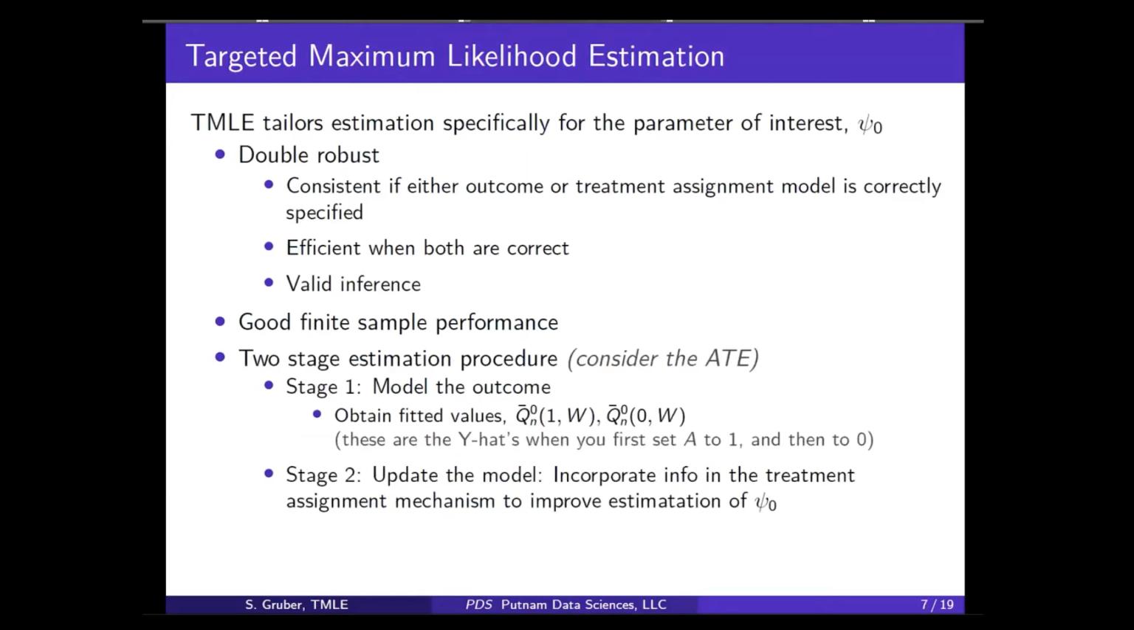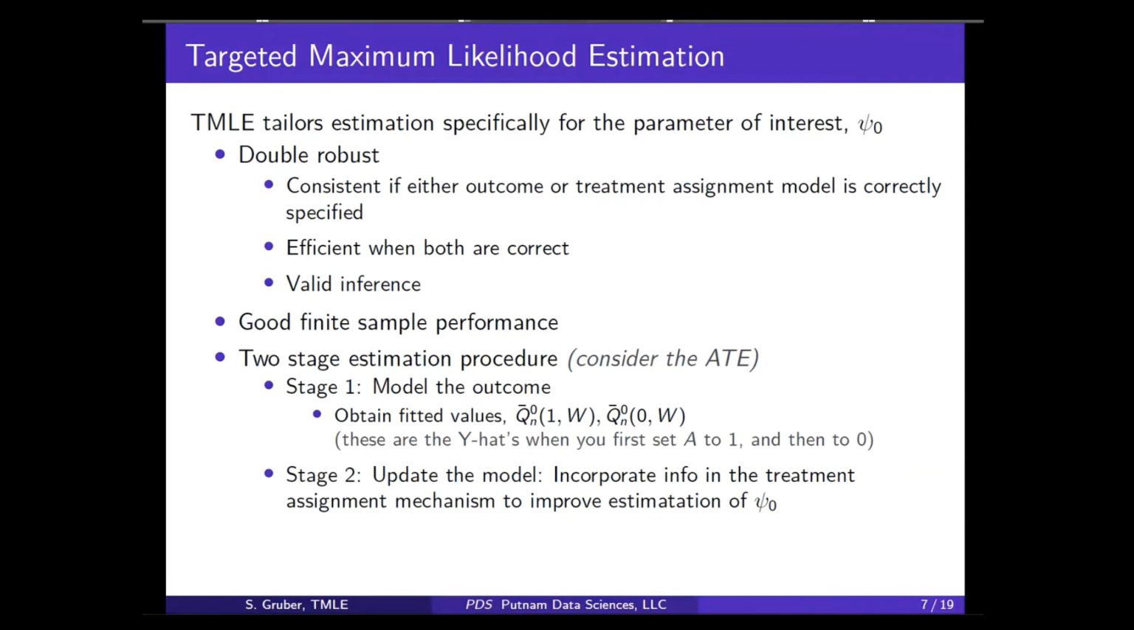So what's special about TMLE is that we're going to do this in such a way that we really try to get an unbiased estimate of the parameter of interest and also reduce the variance as much as possible. So TMLE is what's called double robust. It's going to be consistent. You're going to get the right answer if either the outcome or the treatment assignment model is correctly specified.